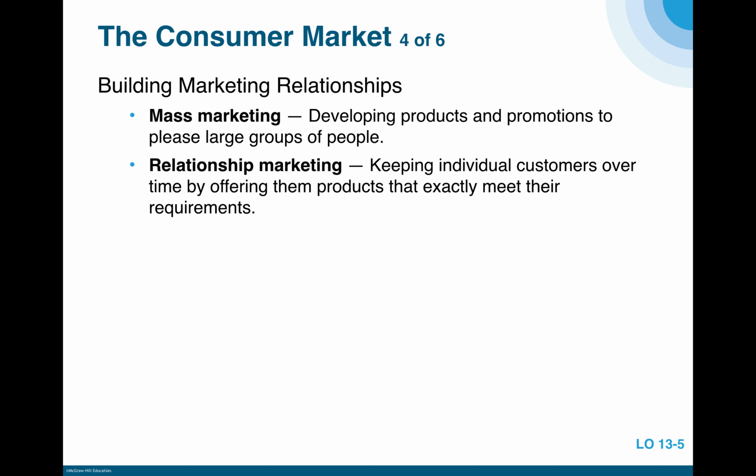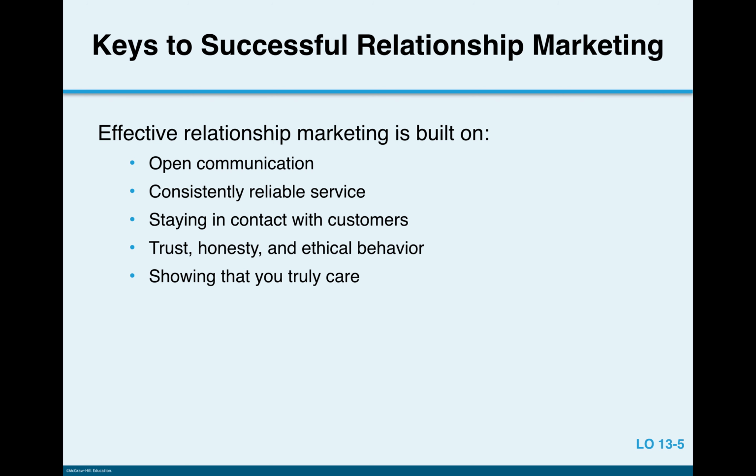So mass marketing, that's developing products and promotions to please large groups of people. And then relationship marketing, just keeping individual customers over time by offering them products that exactly meet their requirements. Some of the effective relationship marketing builds on open communication, consistently reliable service, staying in contact with customers, trust, honesty, ethical behavior, showing that you do truly care. So a lot of social media presences do things that go along with these, just as far as being open with your customer base, figuring out exactly what it is that they want. Social media has done so much with marketing, figuring out exactly what the customers want. Now we have so many specialized products thanks to social media.